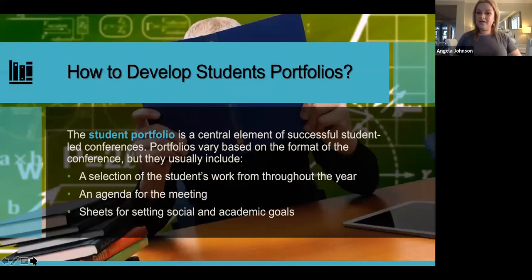So how do you develop students' portfolios? A student portfolio is a central element of successful student-led conferences. Portfolios vary based on the format of the conference, but they usually include a selection of students' work from throughout the year, so a collection of the best pieces, an agenda for the meeting for that particular day, and also sheets for setting social and academic goals for that student. Those are just some ideas of what that portfolio could have, right?